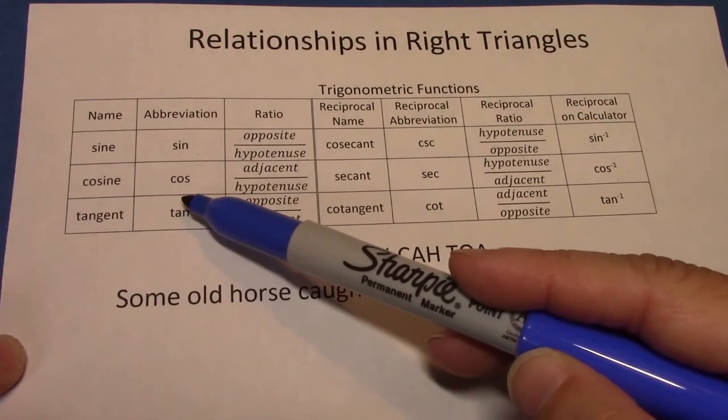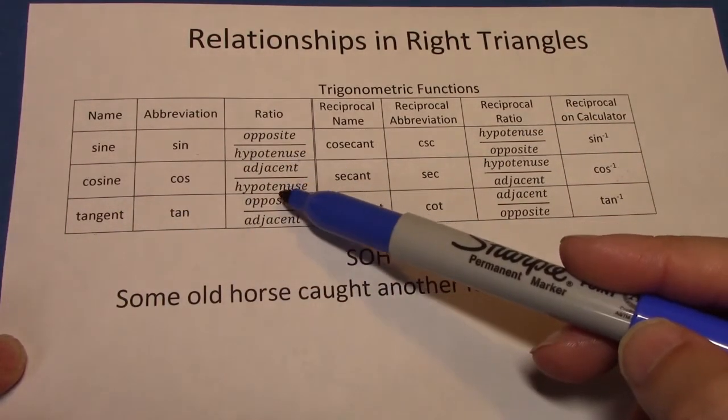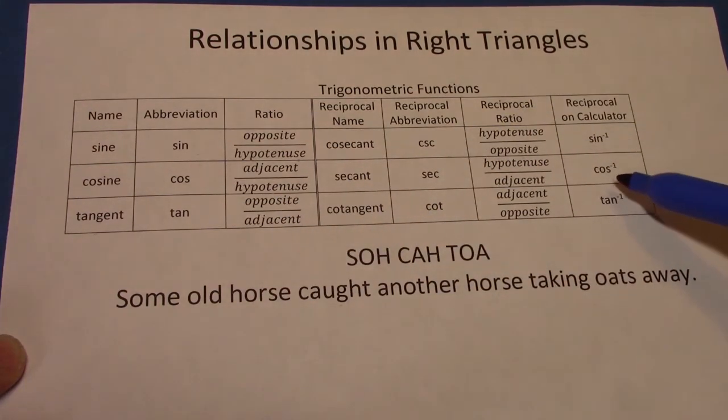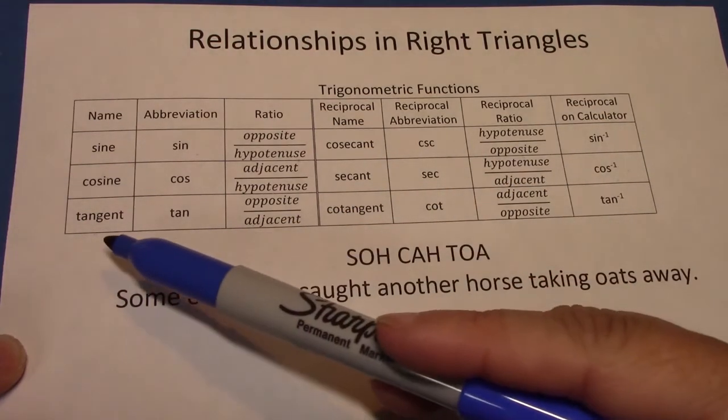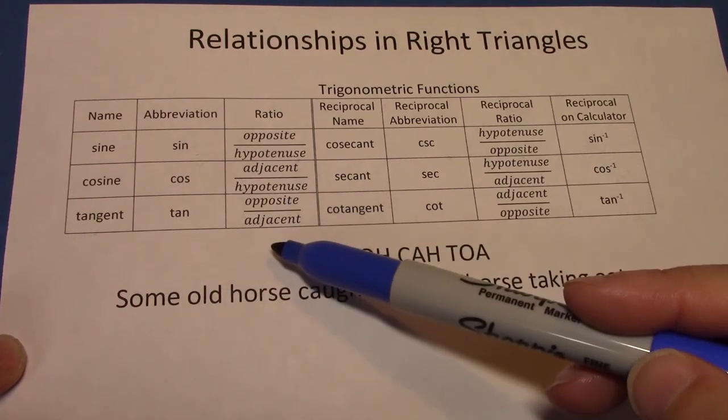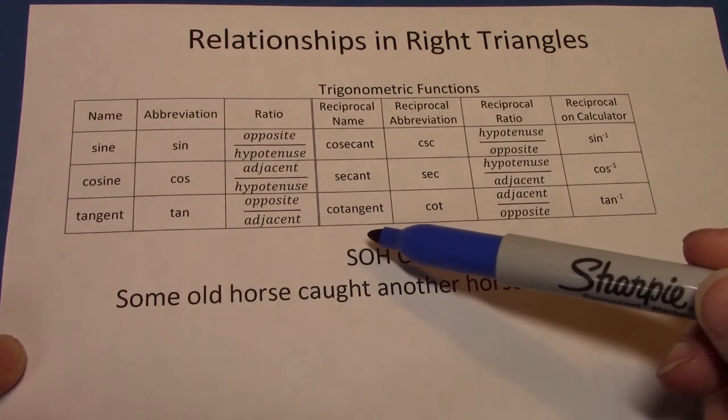Cosine is abbreviated COS, and it's adjacent over hypotenuse. Its reciprocal, secant, is cos to the -1 on a calculator. And tangent, abbreviated TAN, is the ratio of the opposite to the adjacent. Its reciprocal is cotangent.